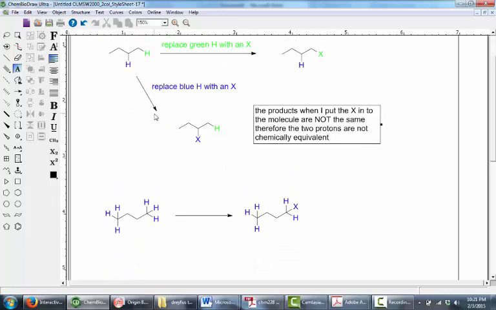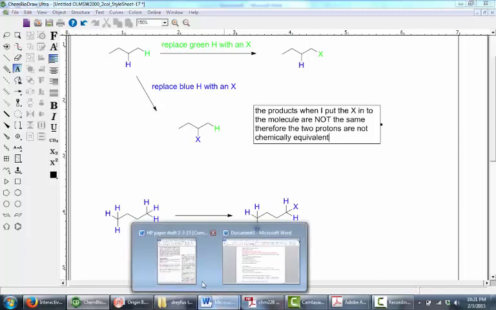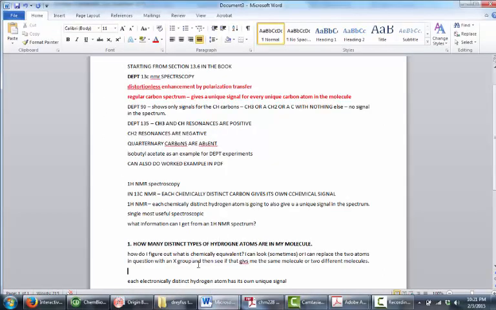When I'm trying to figure out if they're chemically equivalent or not, I have four different possibilities. Let's put that back in these notes here. There are four possibilities. Possibility A is that the two protons are different.